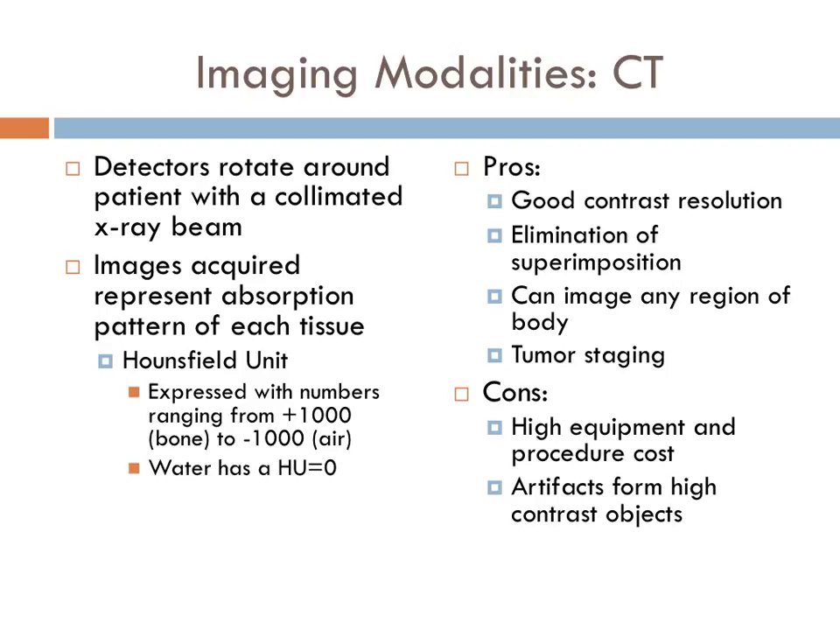It's always the constant. Using CT has a lot of advantages, really. It has good contrast resolution, meaning it allows for differentiation of tissues with similar physical densities. The tomographic imaging eliminates the superimposition of any anatomy. So there is no overlying of the anatomy that happens in CT. Any region of the body can be imaged with CT from head to toe.